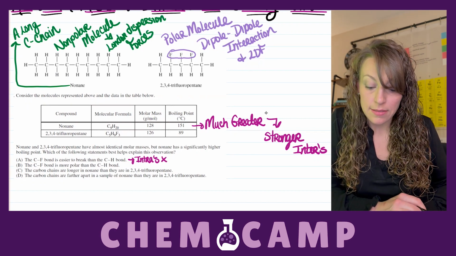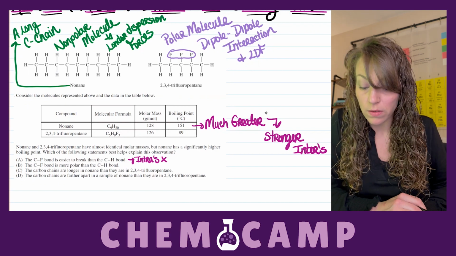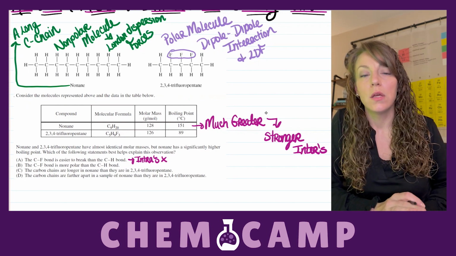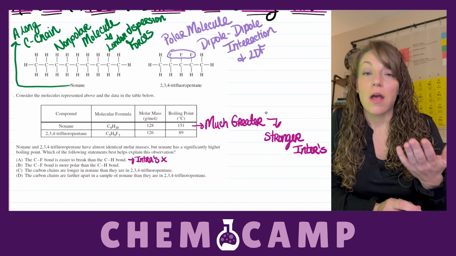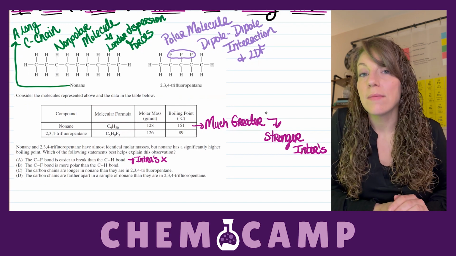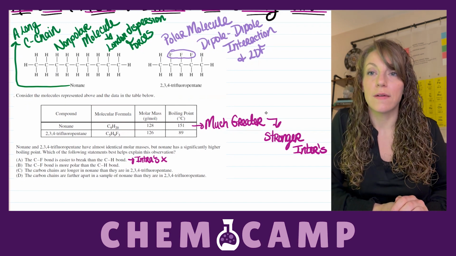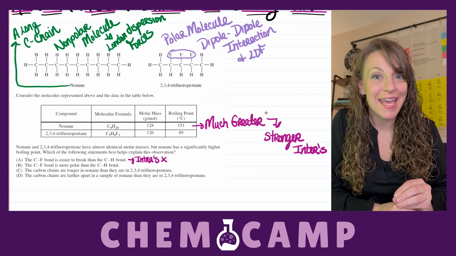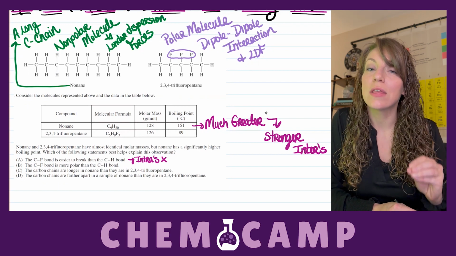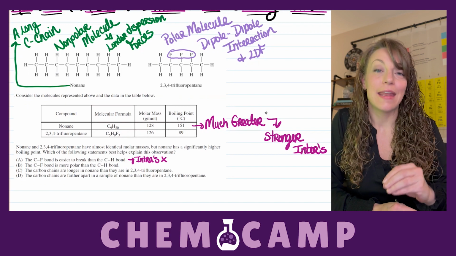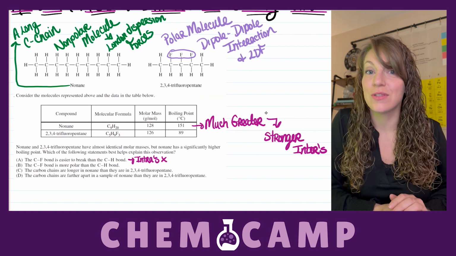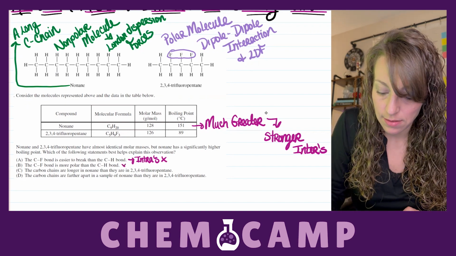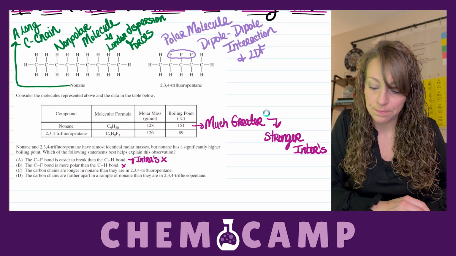Letter B states that the CF bond is more polar than the CH bond. You have to be careful of this. College Board likes putting in true statements as options for an answer, and this is a true statement. But again, it has to do with intramolecular forces. Intramolecular forces don't have anything to do with your boiling or your melting point, so also not an option.